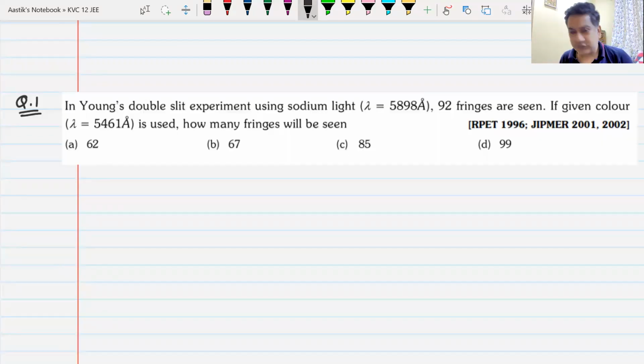Here is the first question, and as I told you, every point is given for a reason. This question has come in JEE, this question has come in NEET, this question has come in PETs, PMTs, many times. In Young's double-slit experiment using sodium light, 92 fringes are seen. If the color, lambda, is changed, how many fringes would be seen? It does not get simpler than this. Remember, these questions are more or less, you know them or you don't know them.